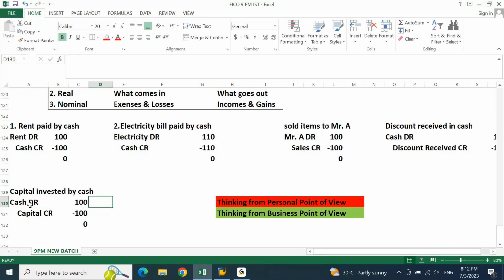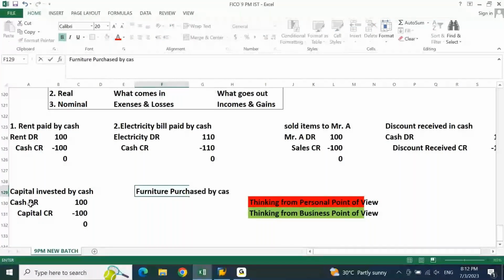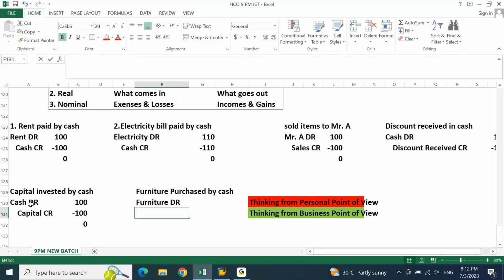Next one, if you talk about any other asset purchase, for example, furniture purchased by cash. If I say furniture purchased by cash, what will be the accounting entry? Furniture account debit to cash account. So I will be debiting furniture and I will be crediting cash. Let's say I'll take 110 on the debit side, 110 on the credit side. To make sure that I'm able to write the accounting entry properly, I will do a sum for the debit and credit to make sure the sum of my debit and sum of my credit becomes 0. Now this is how you are going to write the basic accounting entries.